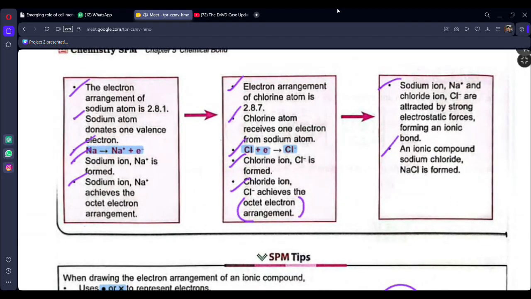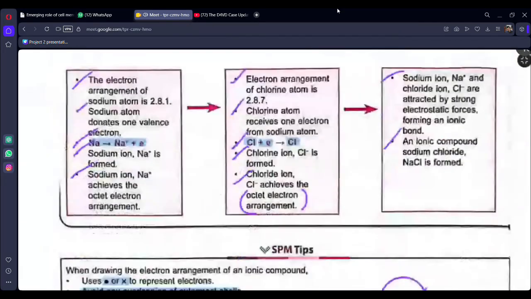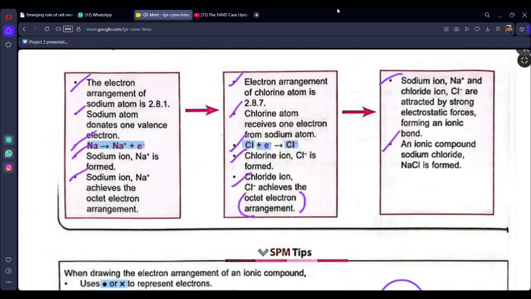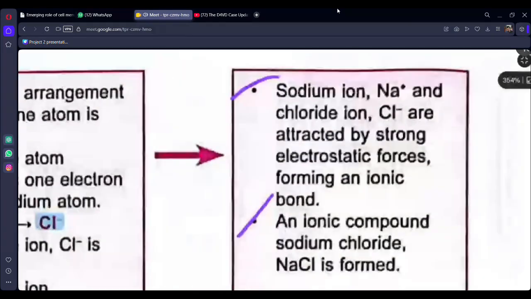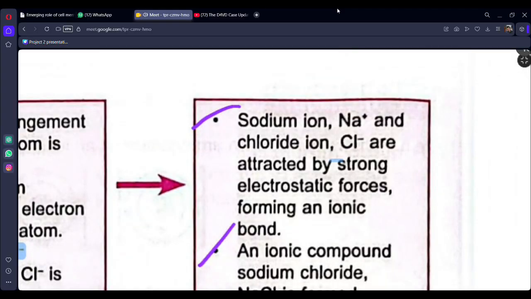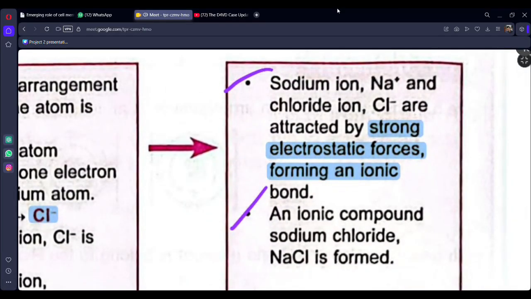These are all the key points. These are all the half equations. Okay, I've already explained everything. This is the theory. Janji you faham this means, then you will be able to score. So there's no need for me to read this out to you, except for this last part, okay? Sodium ion, chloride ion are attracted by strong electrostatic forces. Electrostatic forces forming an ionic bond, okay?